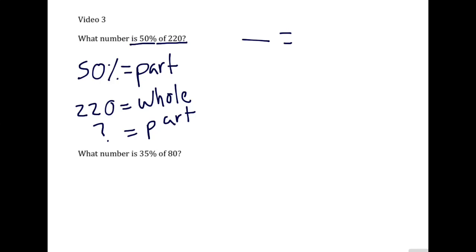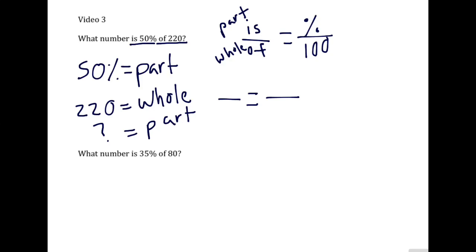So when I set this up, I want to remember that is goes over of, because is the part, of is the whole thing. And then I also want to make sure I put my percent out of 100, because percents are out of 100. So I'm going to set up the first proportion. I have a part, which is what I'm looking for. I know my whole thing's 220. And then I know that 50% is the part, and percentages are out of 100.